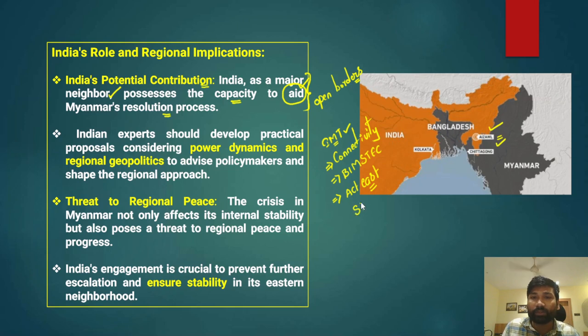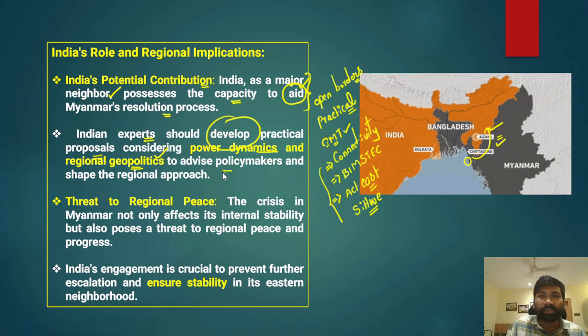And we also have the Sittwe port. So this Sittwe port is also very crucial, which provides connectivity to India's northeast. For all these reasons, stability and peace in Myanmar is very, very important for India. In this context, Indian experts should develop practical proposals. Those practical proposals must consider the power dynamics and regional geopolitics in the region. Okay, so what are the different power factors which have been shaping the existing conflict, and what are the regional geopolitics which have been lending support to the different factions within Myanmar, that we need to understand so that it will be helpful for us to come up with more practical proposals to deal with the existing Myanmar crisis.